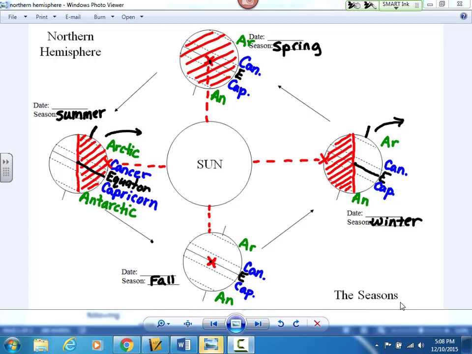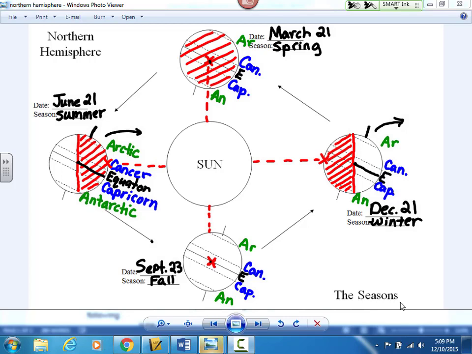Number 9. Label the date that would correspond to that globe's position. Choose from the following. So we need to know which dates fall in which seasons. Summer would be June 21st. December 21st would be winter. March 21st would be spring. And September 23rd would be fall.